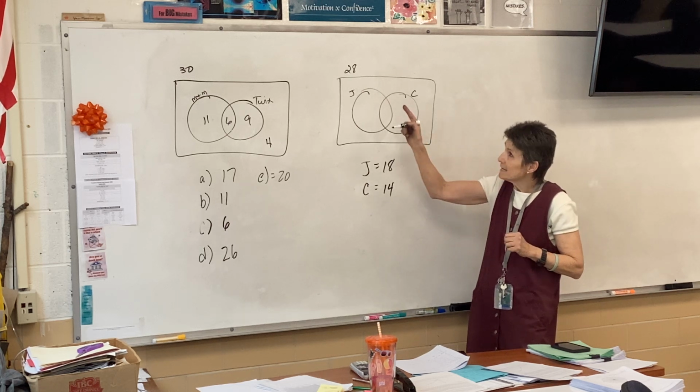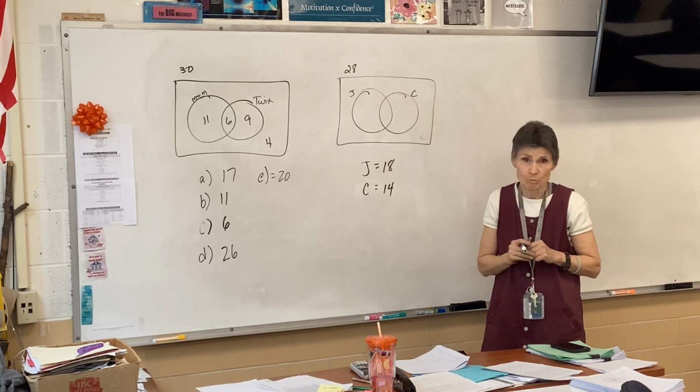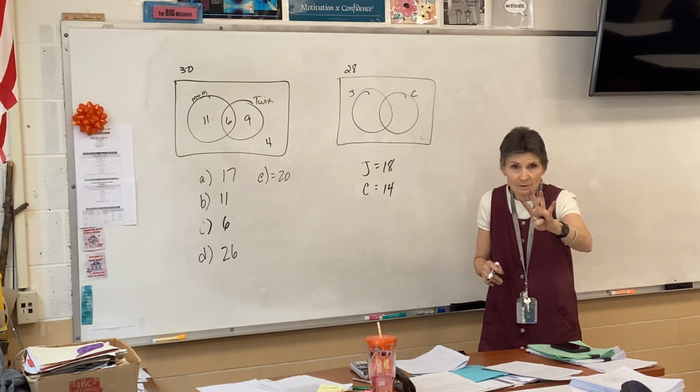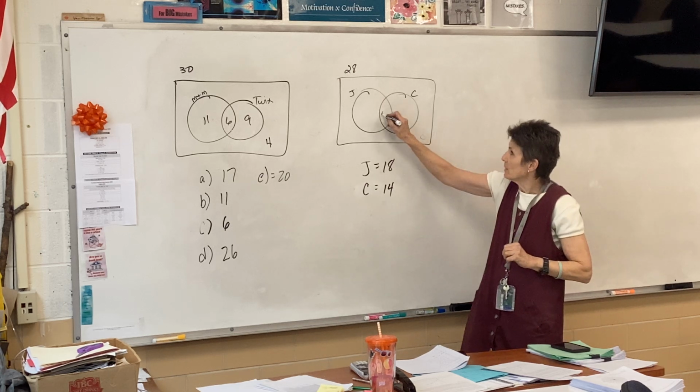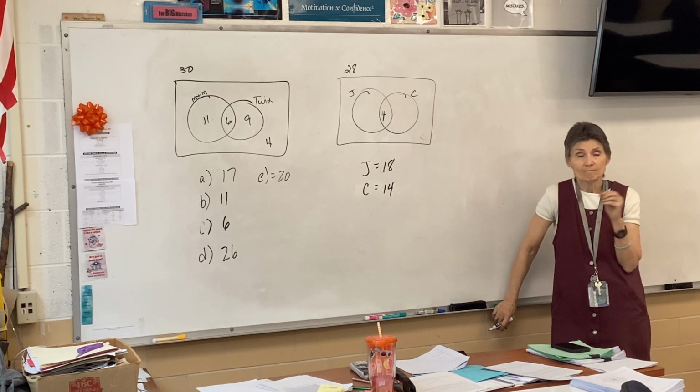If there's only 28 kids in the class and 32 hands went up, then what happened? 4 people voted twice. So we got 4 right there in the middle.